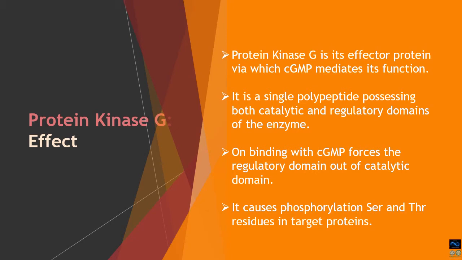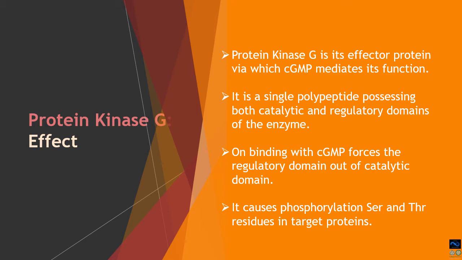As in the cyclic AMP signaling, where protein kinase A was involved in the relay, here protein kinase G is involved in relaying the information downstream by the action of cGMP, and it works in a similar manner as the cAMP molecule. It binds to a single polypeptide containing both catalytic and regulatory domains, a single monomer unit, in contrast to protein kinase A, which was a tetrameric unit.